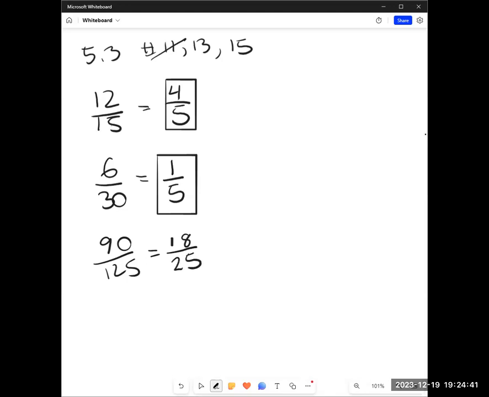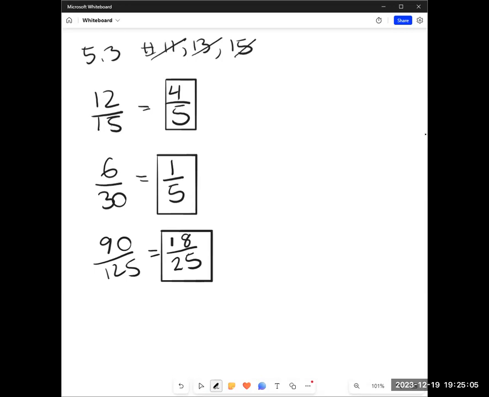Oh, that is it. We're done because 18 is a 2 and a couple of 3's, and 25 is a couple of 5's, so there's no more common factors. So we're done there in one step. Their only common factor was 5. So that's it for writing fractions in lowest terms.